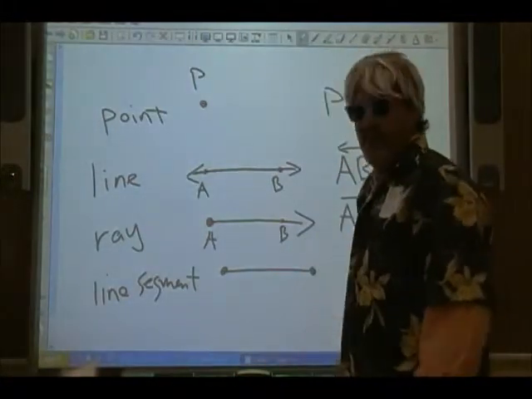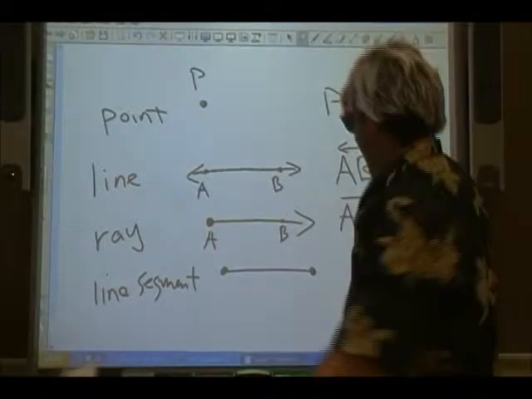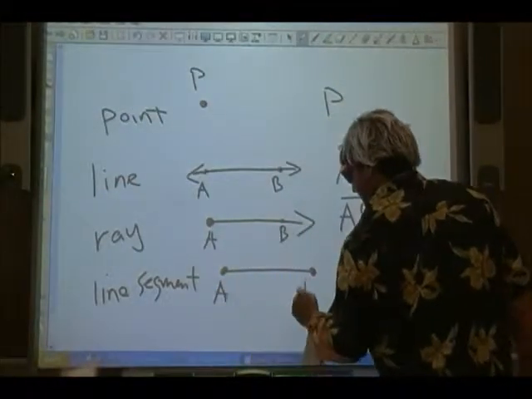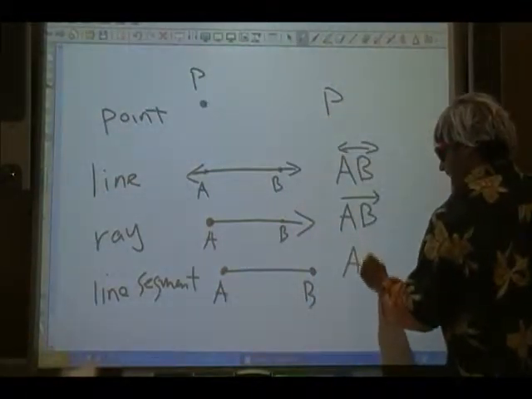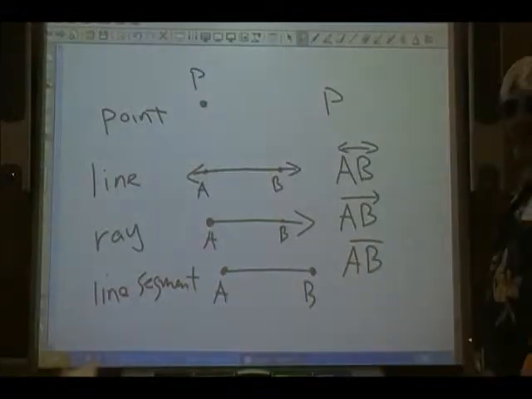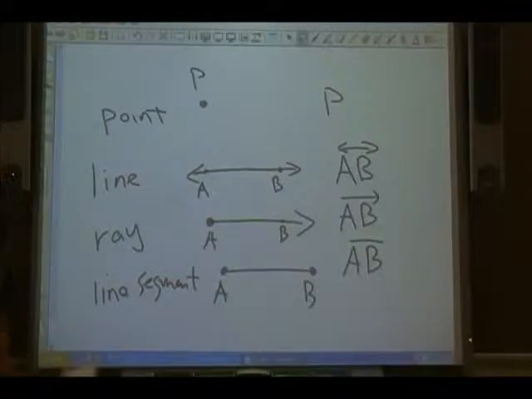So this one is a line segment. I'll just put the AB like this, and then it's just AB with a bar. Those are some of the terms right there.